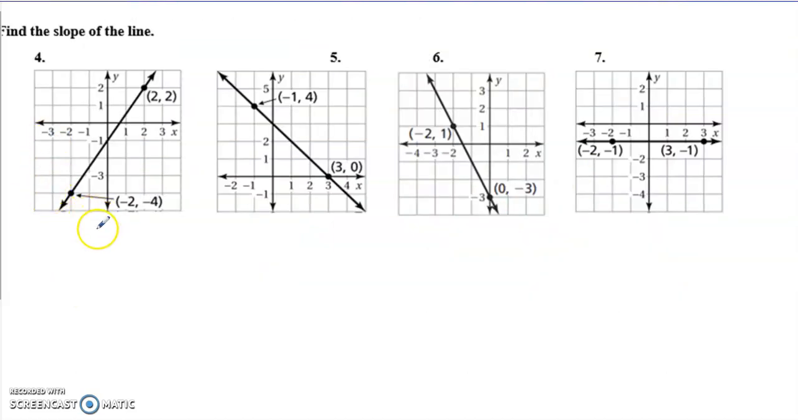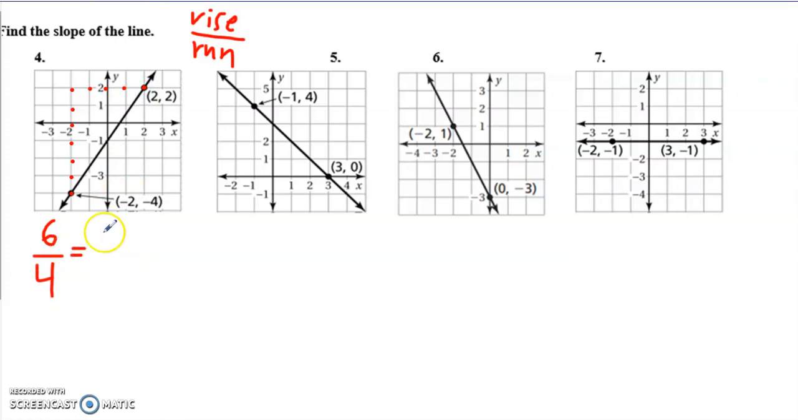Find the slope of the line. So this line is already graphed. We need to be able to determine what the slope is. So all you do is you look at these 2 points that they have on there, and remember, slope is rise over run. So we need to rise 1, 2, 3, 4, 5, 6, and run 1, 2, 3, 4.